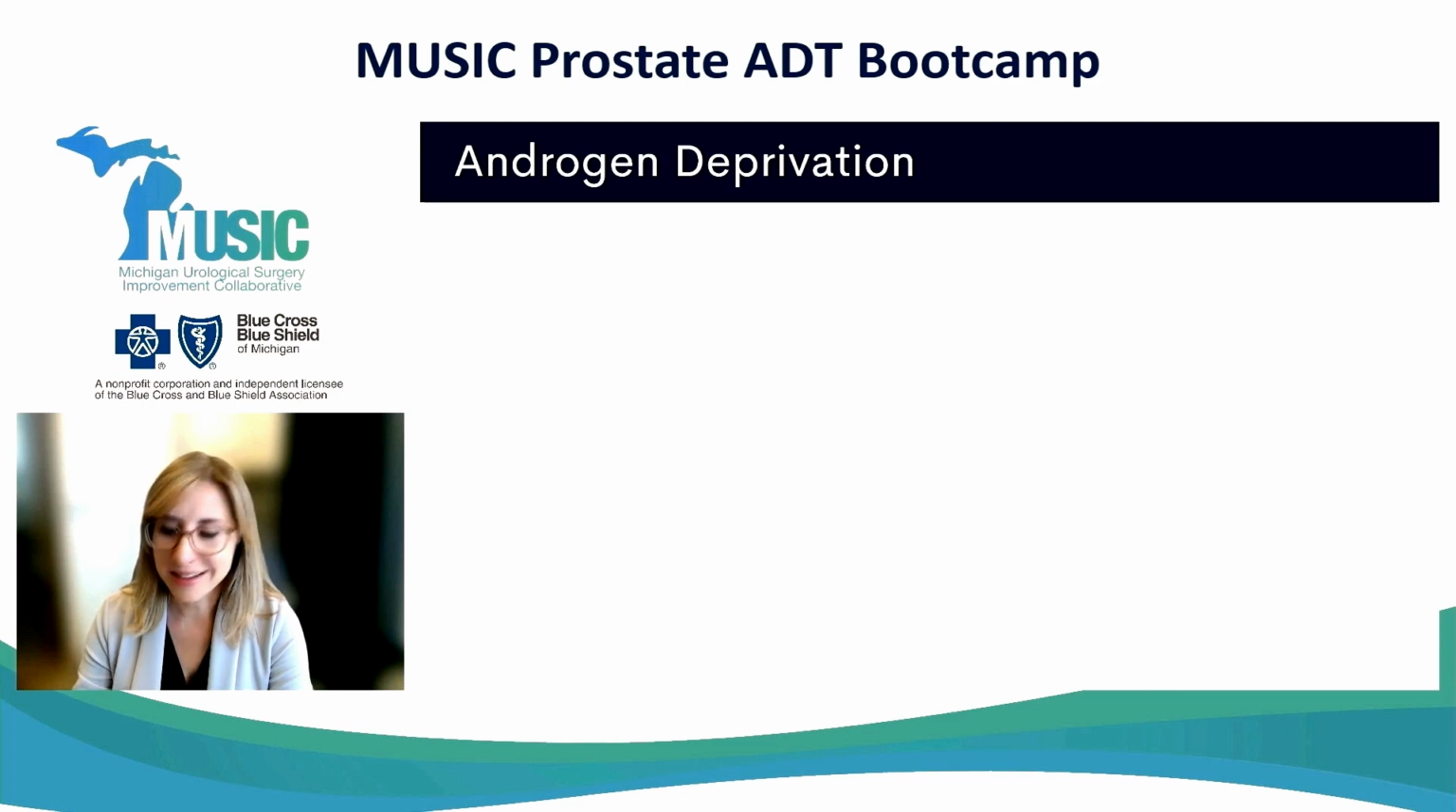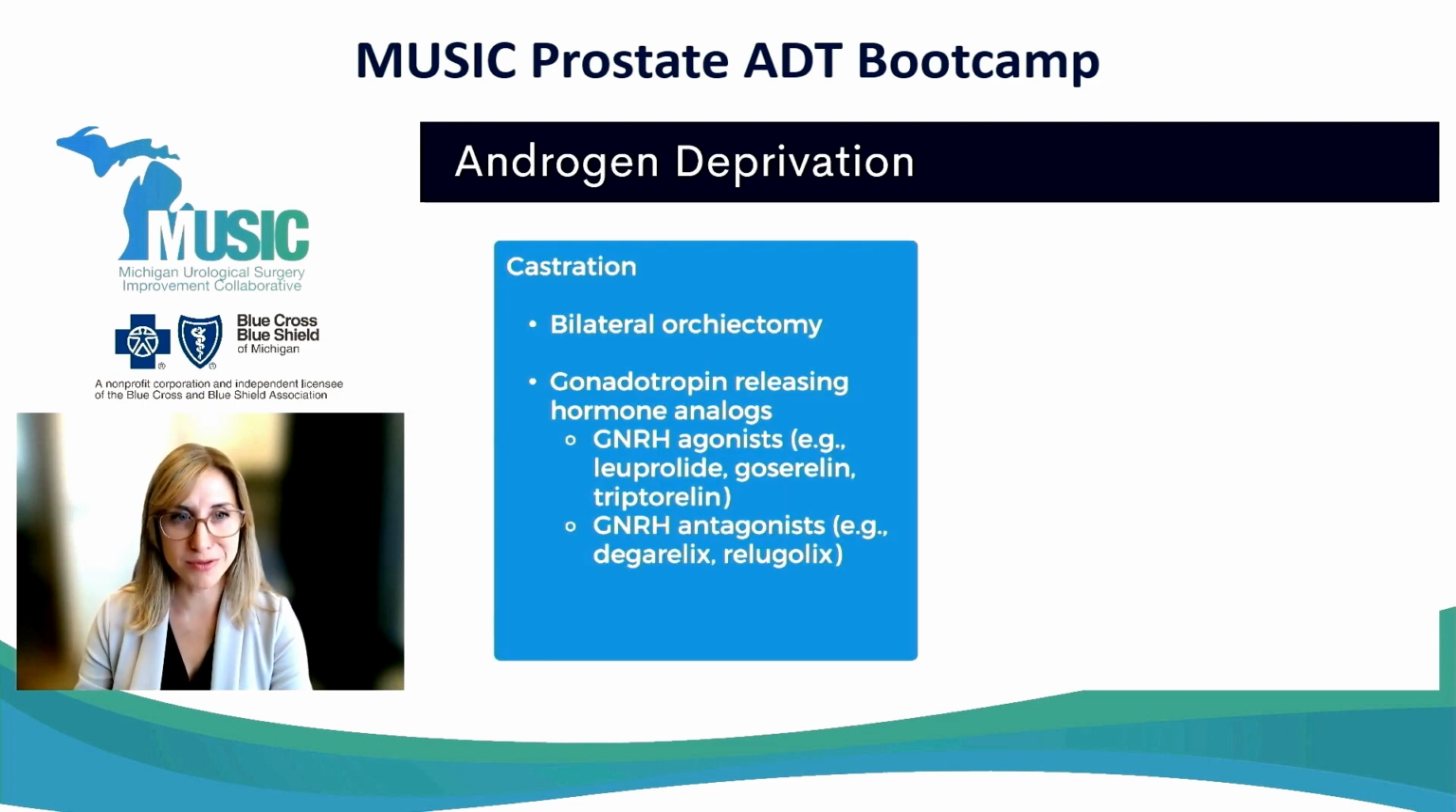So first of all, I know a lot of you may be familiar with androgen deprivation in general, but it's mostly gonadal androgen deprivation that most people are used to hearing about. That comes in the form of either surgical androgen deprivation with a bilateral orchiectomy or medical, which is what we typically use, gonadotropin releasing hormone analogs. These can come in the form of GnRH agonists, such as leuprolide, goserelin, triptorelin, or GnRH antagonists, including the injectable degarelix and the oral relugolix.